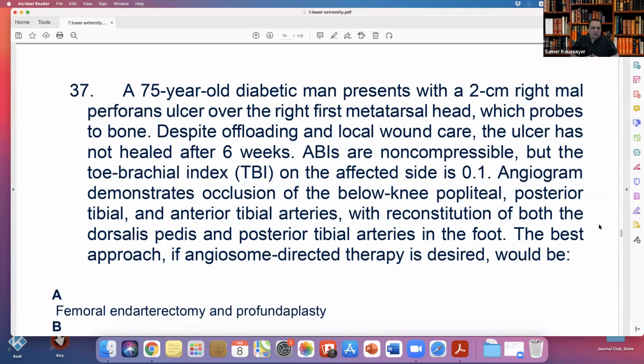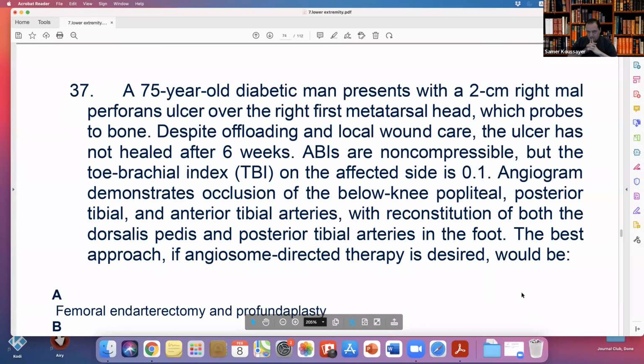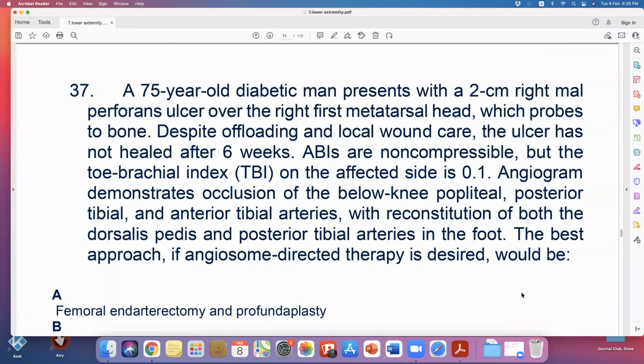So we are talking about an old diabetic man with a chronic non-healing ulcer in the foot, with a critical level of ischemia, that failed to heal with conservative management. So we will think about revascularization. The only thing they want is the angiosome. They know you're going to do revascularization, but the angiosome and the area, where is it?